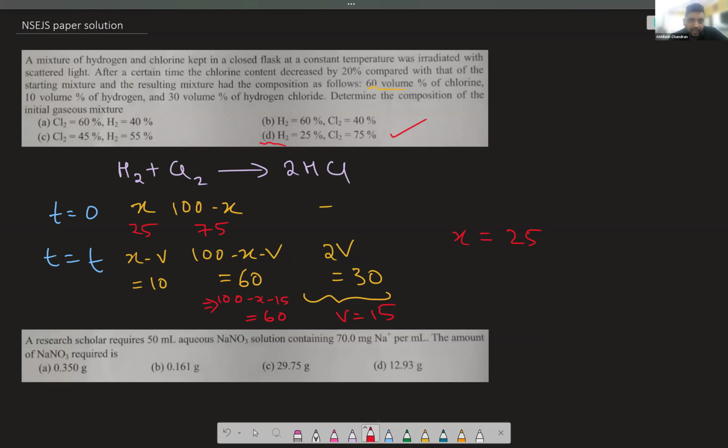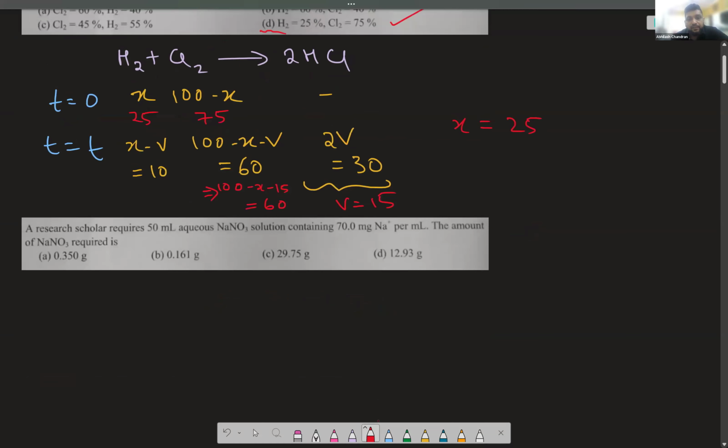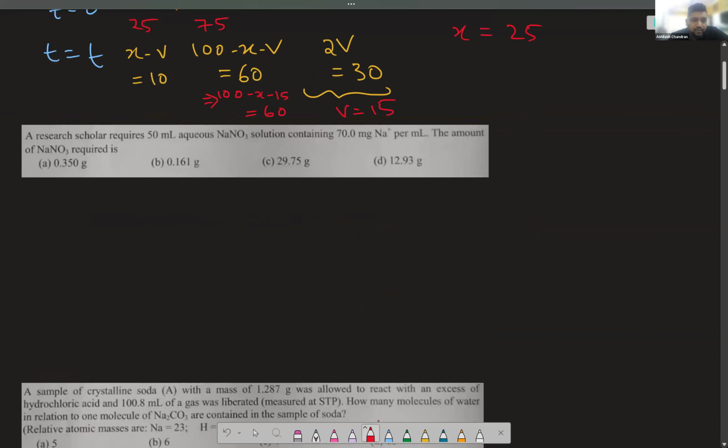75% chlorine. So if I had 100 ml total, 25 ml hydrogen, 75 ml was chlorine. From there, of course, V was 15 ml. So 15 ml of hydrogen reacted, 15 ml of chlorine reacted. So 60 ml chlorine is left, 10 ml of hydrogen is left, and 15 ml is going to give us 30 ml of HCl. So that is exactly what we want, right? So our correct answer here for the first question is D, 25%, 75%. Next question.